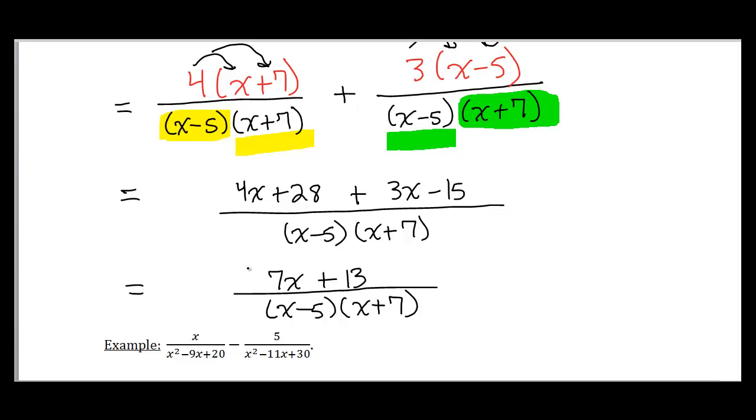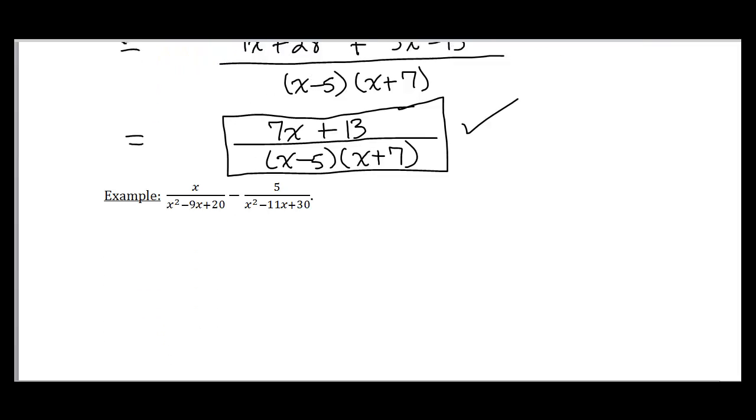Okay? Now, since I have everything combined, I will see if I can factor my numerator. But my numerator can't be factored, so this would be considered my final answer. It's a single fraction. Nothing can be simplified. I know I'm done. Let's look at this next example. A little more complicated.